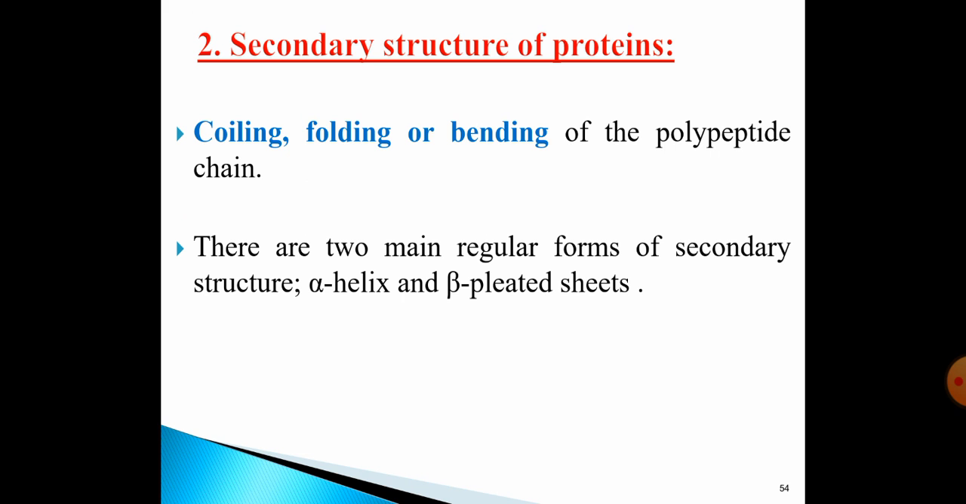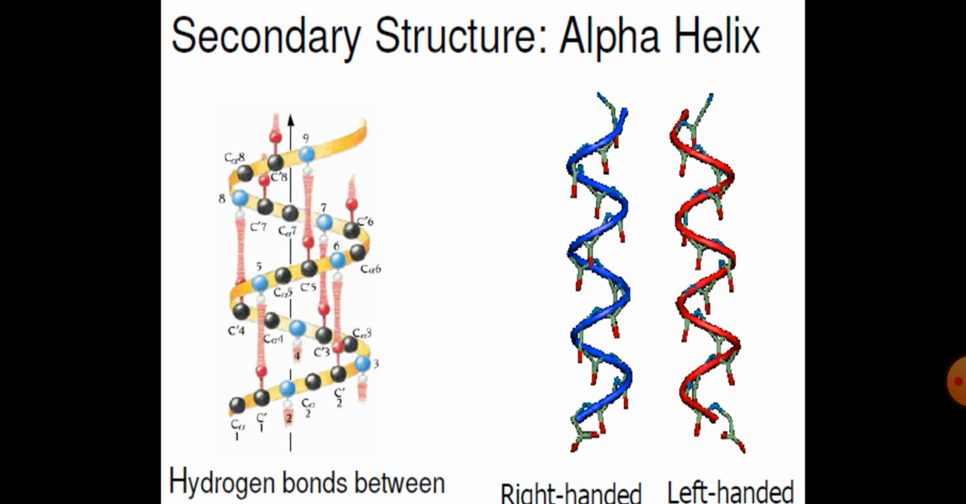Secondary structure of protein. Here we are talking about structures like the alpha helix and the beta sheet: the coiling, folding, or bending of the polypeptide chain. There are two main regular forms of secondary structure: the alpha helix and the beta pleated sheets. If you look at it, there are hydrogen bonds in the alpha helix. It looks like a chain here. It is an alpha helix, right-handed and left-handed, and joined by hydrogen bonds.